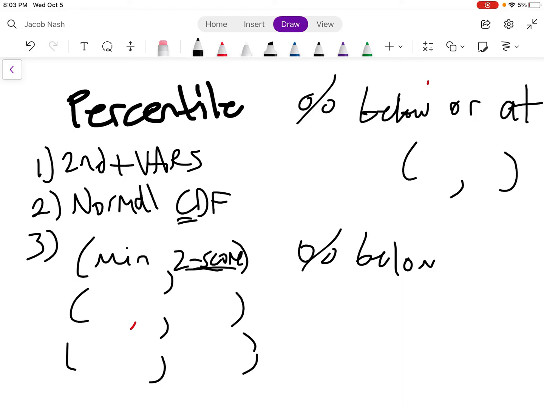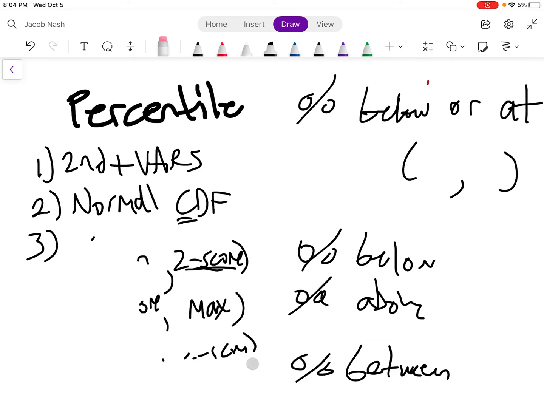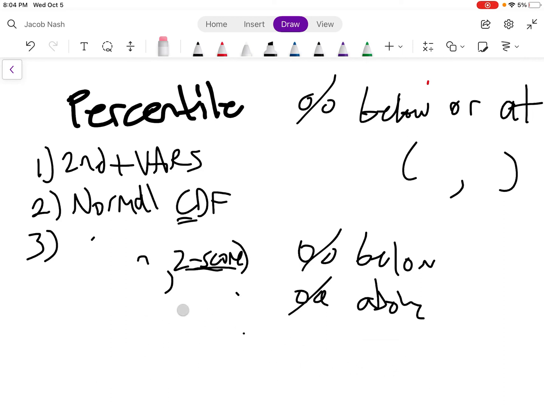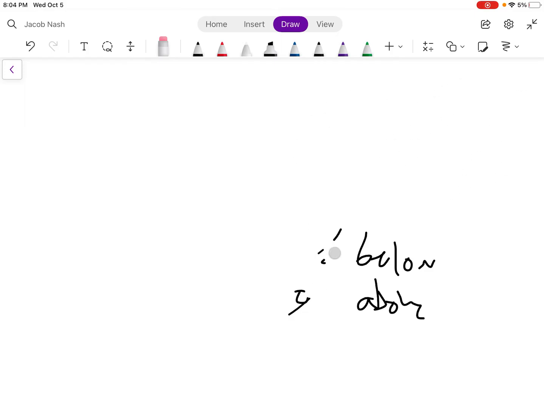Then, if you're trying to find percent above, then you would do the z-score as the first thing, and then the maximum. If you're trying to find the percent in between, so how many scored in between 26 and 28, you do the z-scores of both. And then whatever your answer is going to be is the percent in decimal form. And sometimes if we don't have a minimum or maximum, we can use negative 99 or positive 99. Just letting you know. All right?